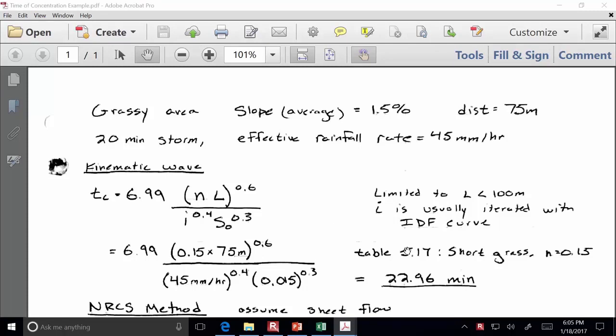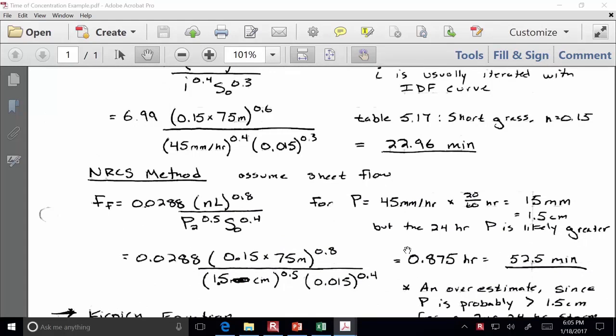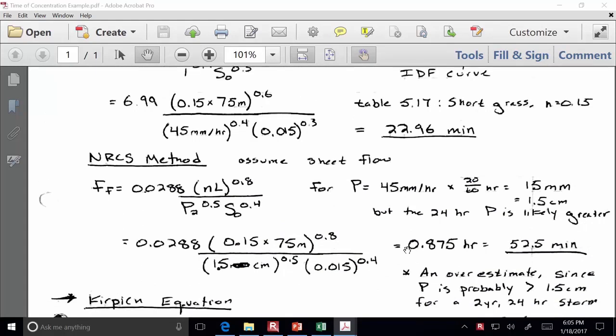So around 23 minutes is maybe the most appropriate. The other guesses don't fare quite as well. And for the NRCS method, we had to calculate a precipitation depth. Here I converted an intensity to a depth by multiplying by the duration of the storm, which is 20 minutes, or 1/3 of an hour. So that's 15 millimeters or 1.5 cm.